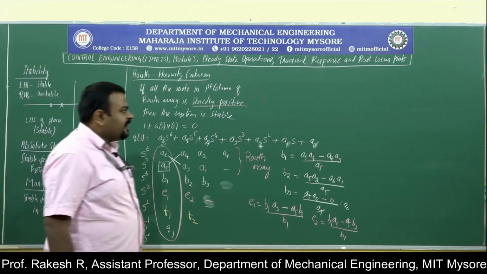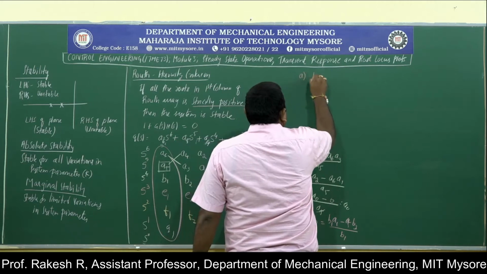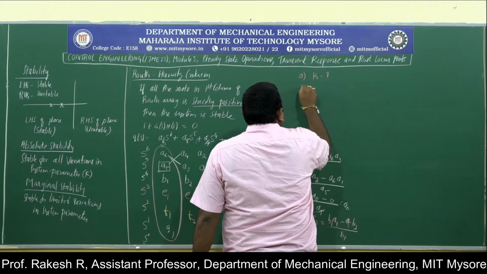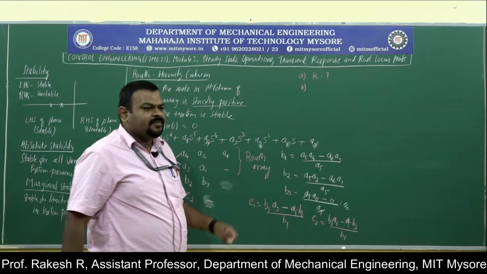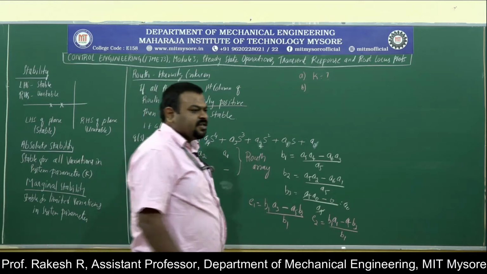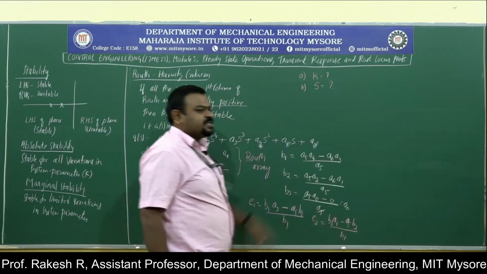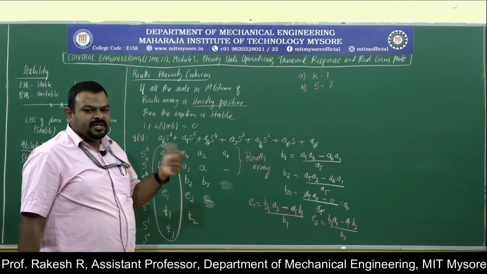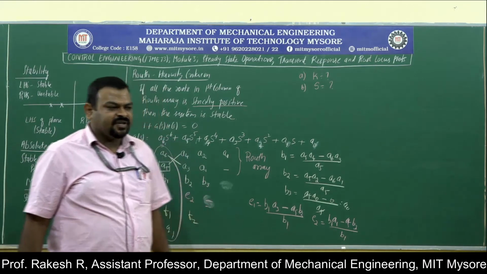Here, we can find out two values. One is, what is the value of K, the system parameter? We can find that out. And another one is, at what point it is crossing, the intersection. That means we can calculate the value of s. So these two things are possible when we use the characteristic equation.